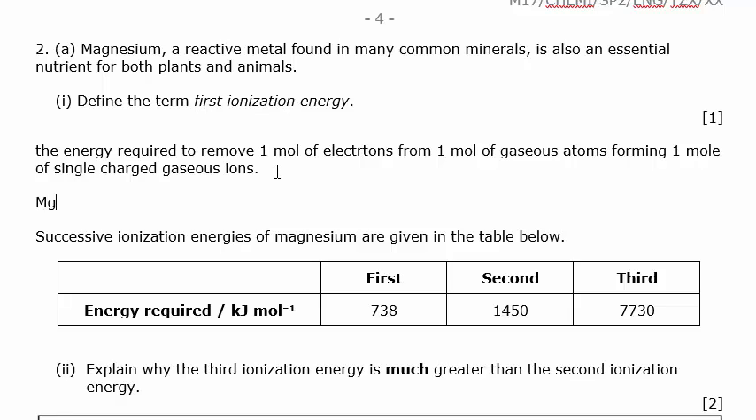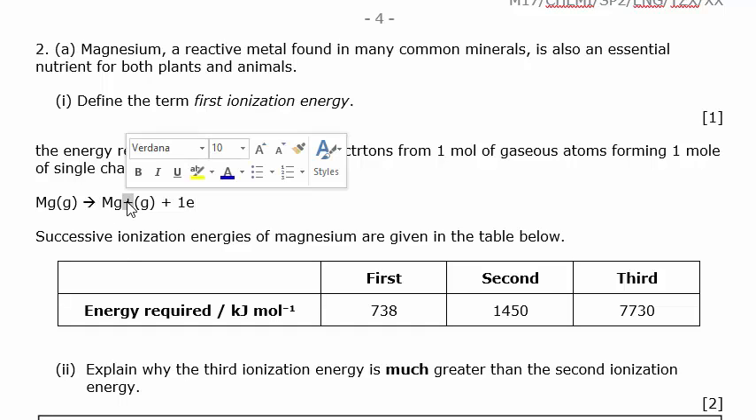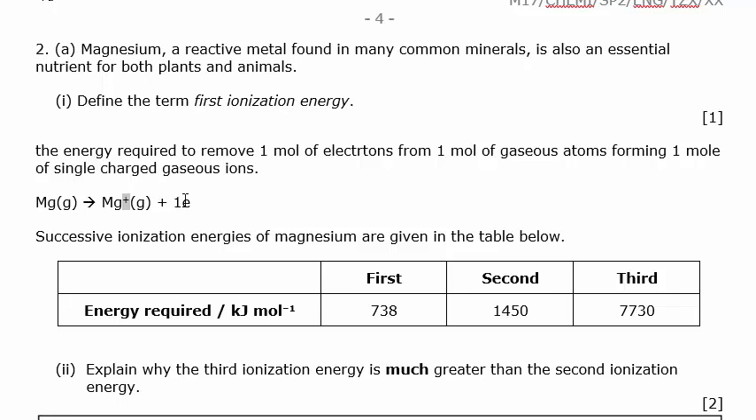It didn't take us long to type that if we know what it is. So we can give an example. Mg gas goes to Mg plus gas plus 1 electron. So this is the equation for the statement definition.